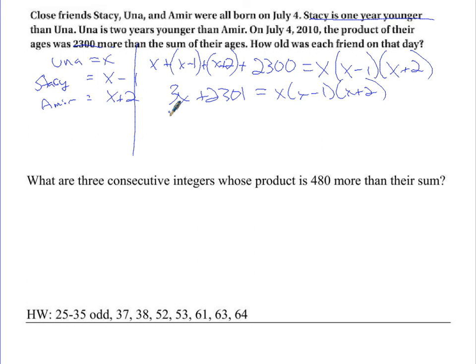Okay? All right. So that means I'm going to have 3x plus 2,301 minus this whole thing, because I subtracted it all. So minus x times x minus 1 times x plus 2. I don't need to multiply it out because I'm going to graph it. Remember that when I type this in, I need times there and I need times there. All right, let's enter all this into our calculators and graph it.